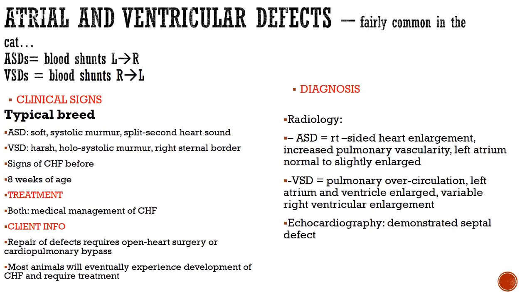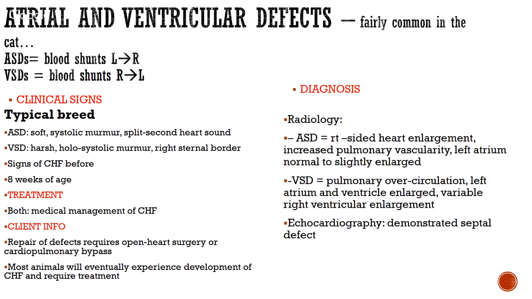Atrial and ventricle defects are fairly common in the cat. These are holes within the heart. Again, there is shunting of blood in the heart from left to right or right to left, because in the fetus there is no need to go through the lungs. But these defects in the walls between the atria and the ventricles need to close by the time they are born. ASDs are atrial, VSDs are ventricle. In ASDs, the blood shunts from the left to the right, and I'll show you a picture of that. In VSDs, they shunt from the right to the left.